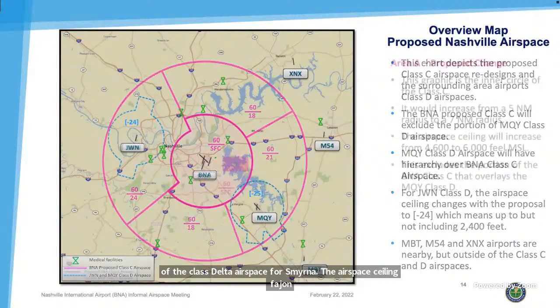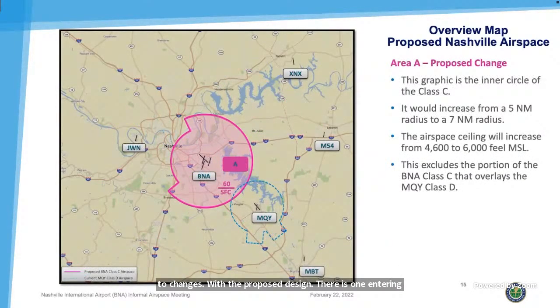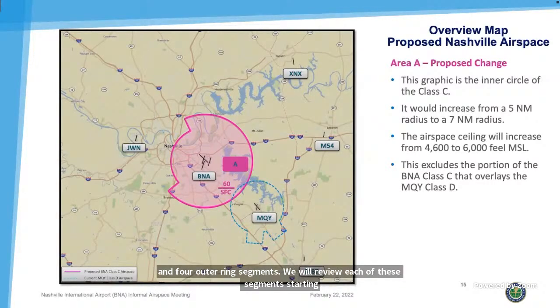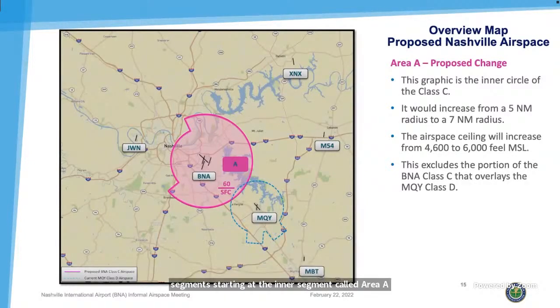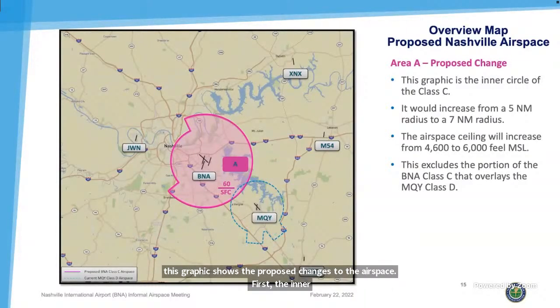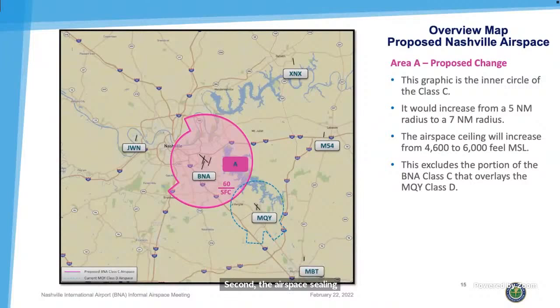outer ring segments. Starting at the inner segment called Area A, this graphic shows the proposed changes to the airspace. First, the inner circle would increase from a 5 nautical mile ring to 7 nautical miles, excluding the downtown Nashville area. Second, the airspace ceiling would increase from 4,600 feet MSL to 6,000 feet MSL. The airspace still starts at the ground surface as its floor. Of note, this section excludes the portion of the Nashville Class Charlie that overlays the Smyrna Class Delta. In that area, Smyrna Class Delta airspace will have hierarchy over Nashville Class Charlie airspace.